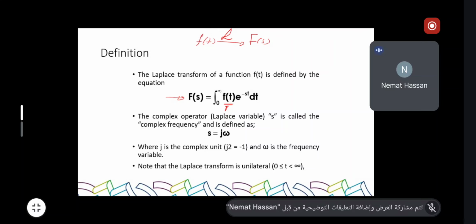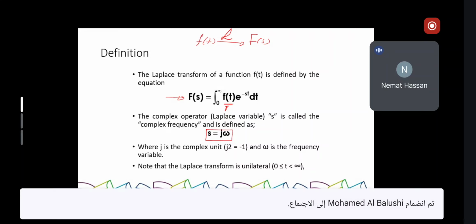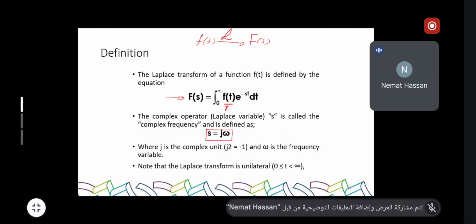What does s stand for? S is the Laplace variable and it's the complex frequency, j omega. So basically, for the same function, you'll have two representations. You'll have the f of t function.